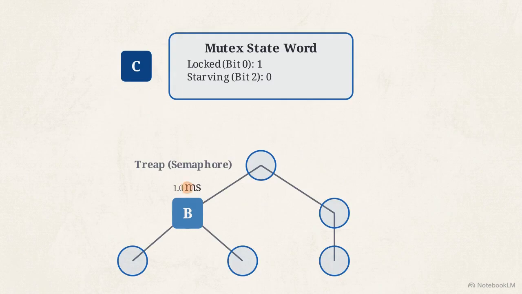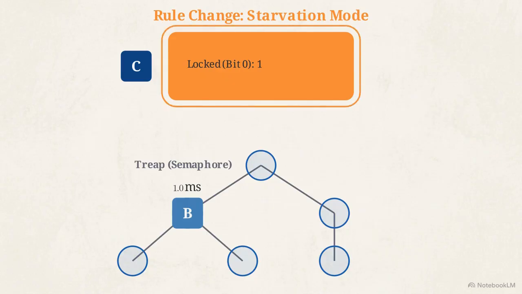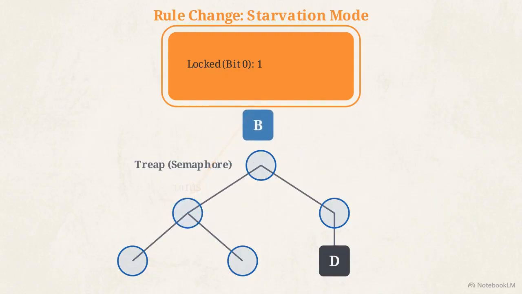This is called barging. To stop this, the lock uses a 1 millisecond timer. If any task waits longer than that, the starving bit flips to a 1, triggering a total rule change. In starvation mode, the lock disables barging and spinning. New arrivals are repelled and sent to the back of the line, while ownership passes directly to the task that has been waiting the longest.